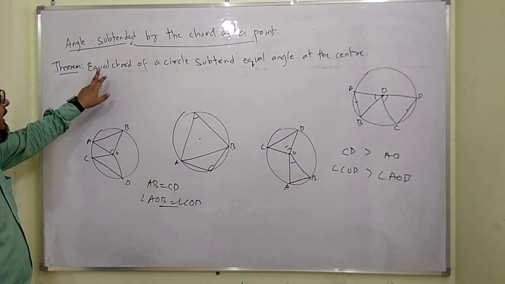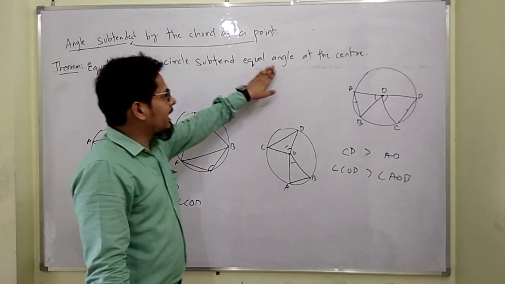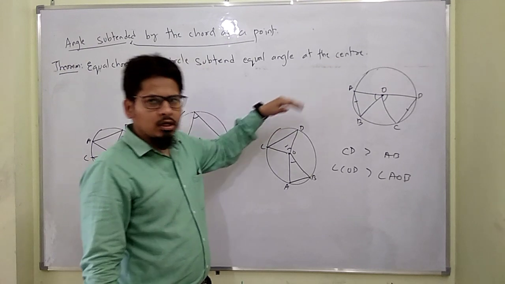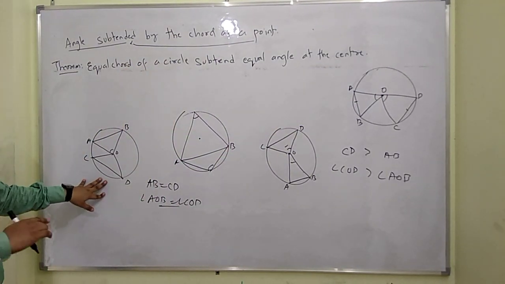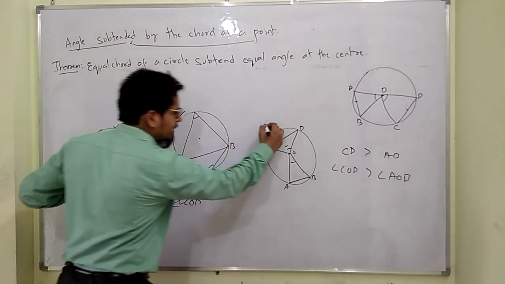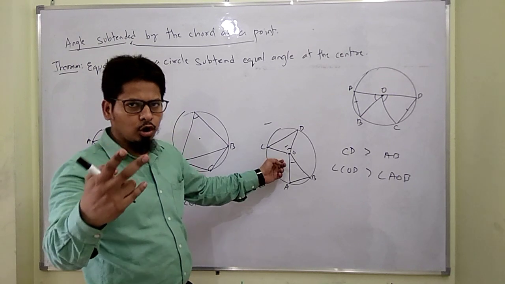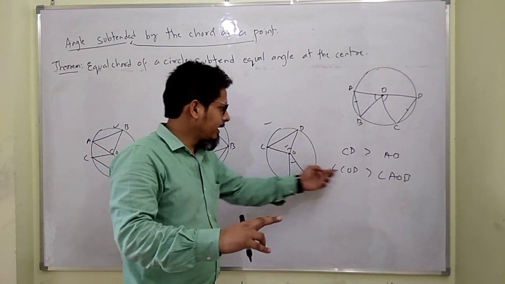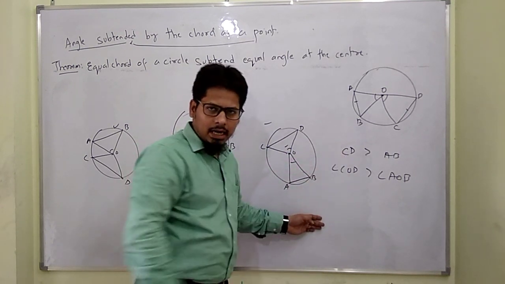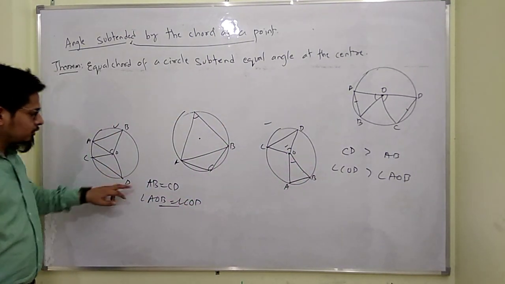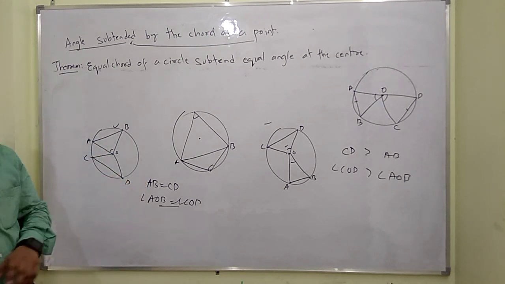This theorem is based on this fact. It is mentioned here: equal chords of a circle subtend equal angles at the center. This theorem I am going to prove. I compare these two figures. Here in this figure, I take two chords which are unequal to each other, and we have been seeing the observation, the measurement with the angle. Here in this figure, I take two chords and both are equal to each other. What we observe is that both angles are equal to each other, right?